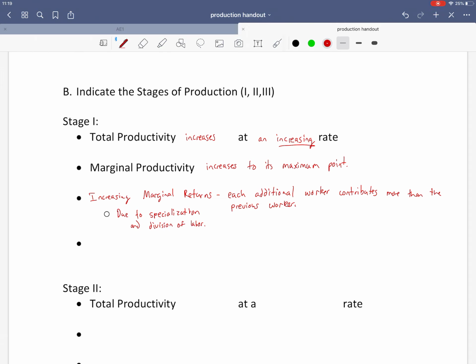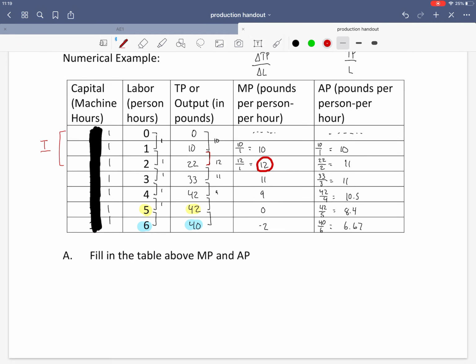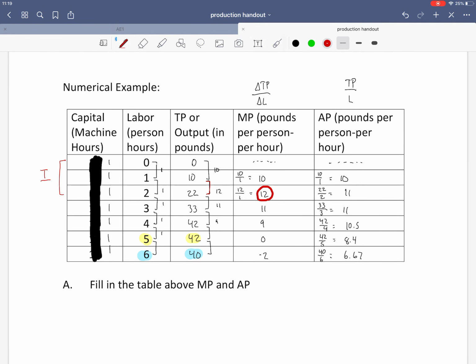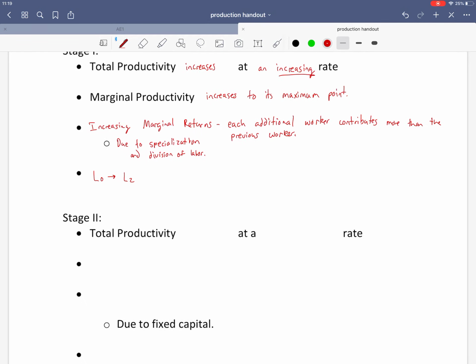So when I was just working by myself, once again, I was doing all the tasks. But now as I hire an additional worker, I'm able to split those tasks up and I can do all the things that I'm proficient in and the other worker can do all the things that they're really good at, which allows us to be more productive collectively. So once again, this occurred from labor unit 0 to labor unit 2.